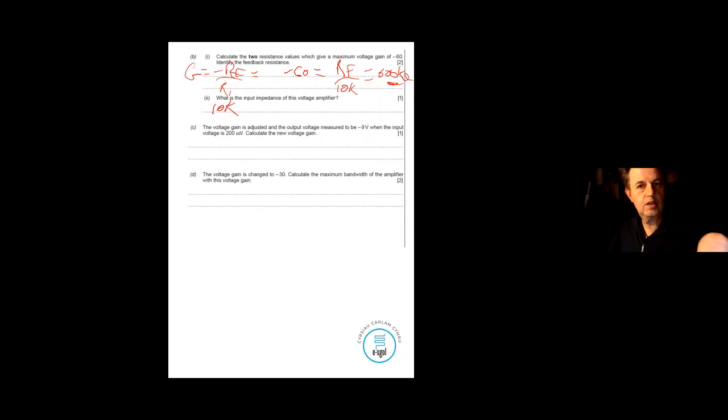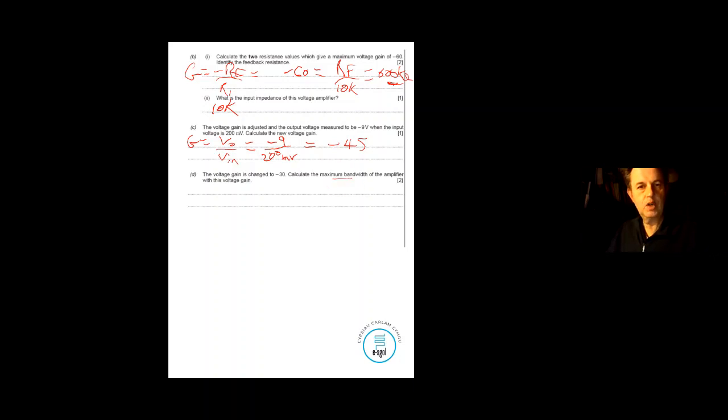Okay, and here we go again. It's asking us basically to find out, measured to be, what's the input voltage, what's the new voltage gain. So in this case, gain will be voltage out over voltage in. The new output voltage is -9. I'm going to have 200 millivolts in, and that will give me a gain of -45. Minus because it's an inverting.